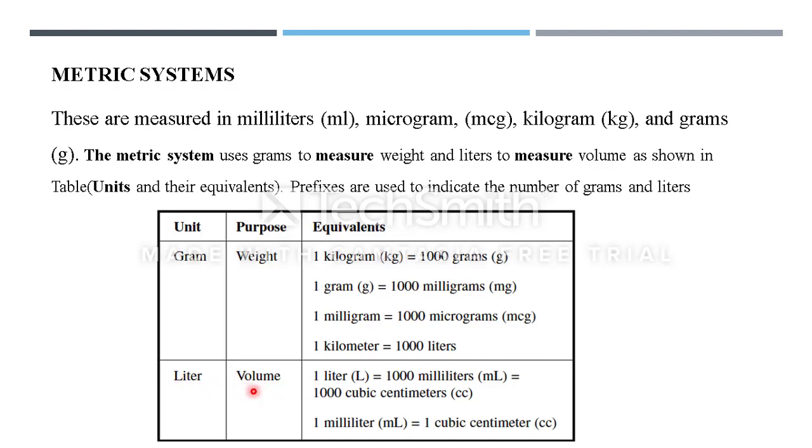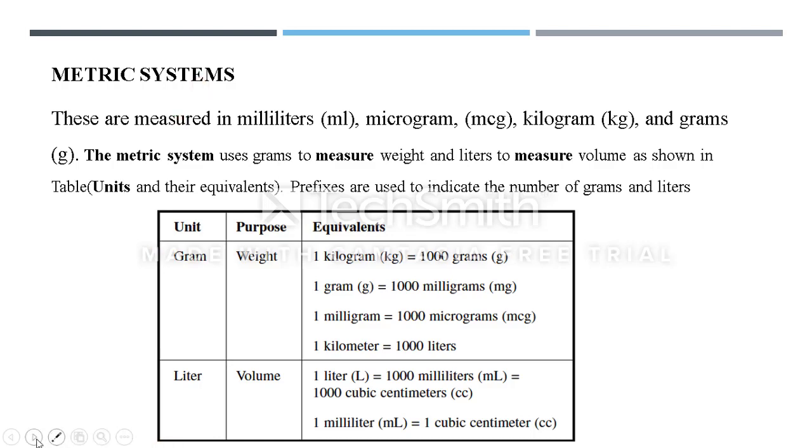Liters are used to measure volume. So we have 1 liter equal to 1000 milliliters, and 1000 cubic centimeters is also equal to 1000 milliliters. 1 milliliter is equal to 1 cubic centimeter. So these are some of the measurements we have in the metric system. So that is one system of measuring drugs.